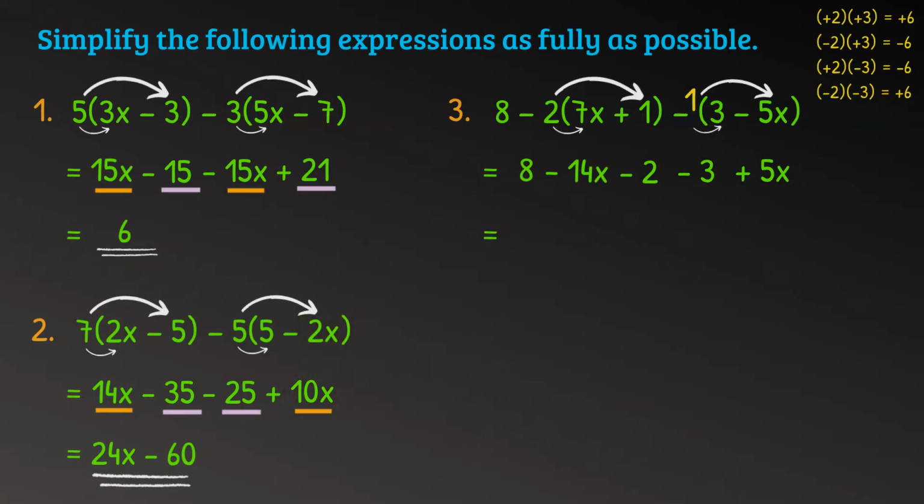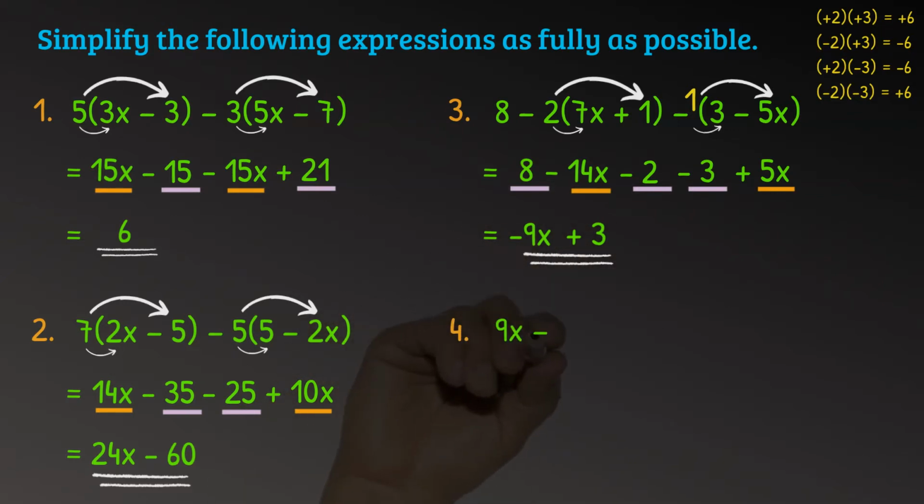So minus 1 times by 3 is a minus 3, and minus 1 times by minus 5x is a plus 5x. Next we add minus 14x and plus 5x together, so we have minus 9x, and then we add the constants together, which is 8 minus 2 minus 3, which is plus 3. So the final answer is minus 9x plus 3.